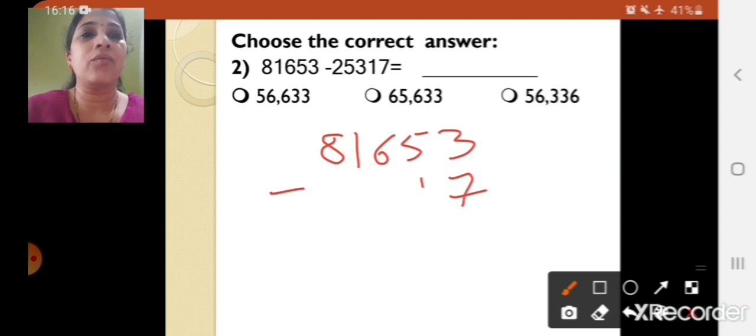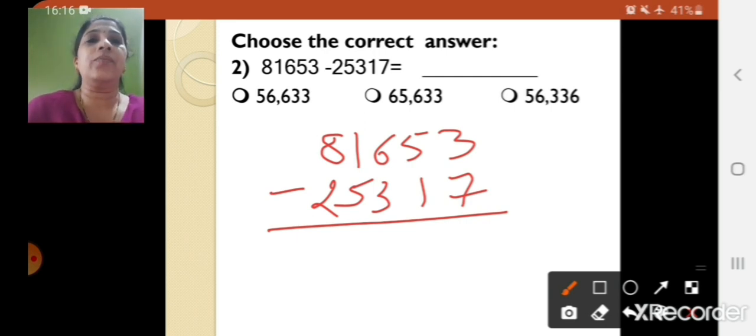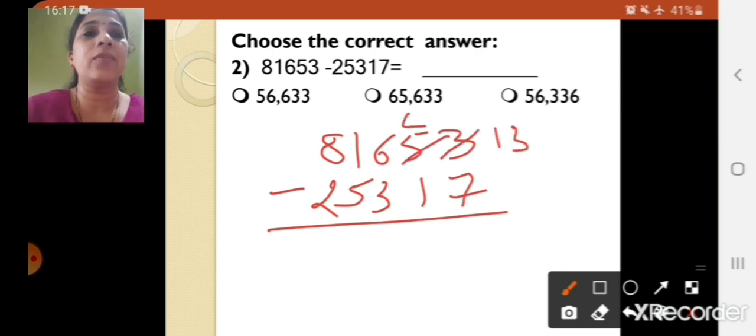7, 1, 3, 5 and then 2, right? Now carry out the subtraction. 3 minus 7, we cannot subtract 7 from 3. So you are going to borrow 1 from the tens place. So this will become 13 and 5 will become 4. Now 13 minus 7 is how much, children? 6. And what is 4 minus 1? 4 minus 1 is 3.